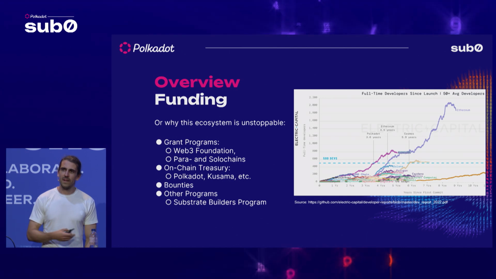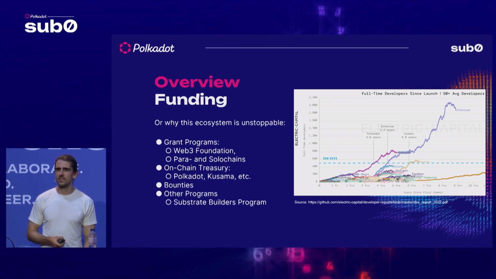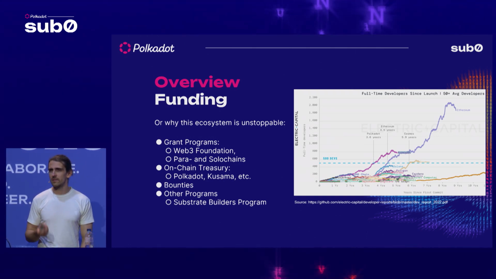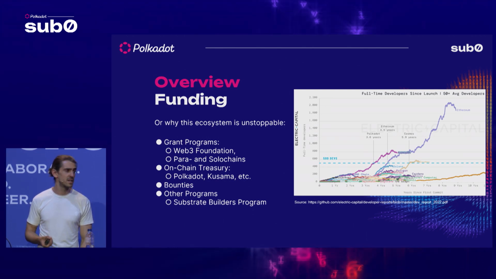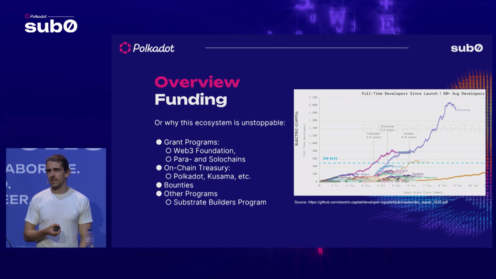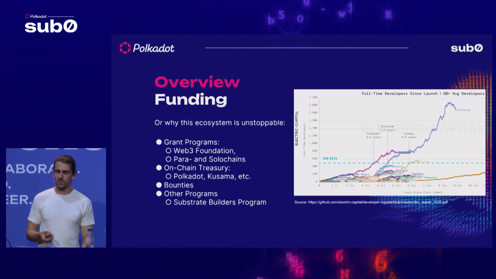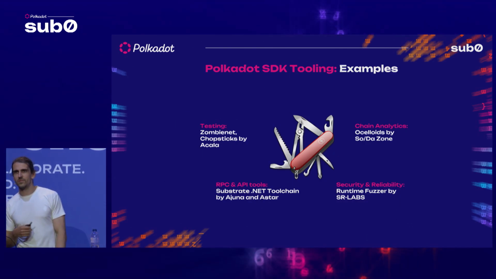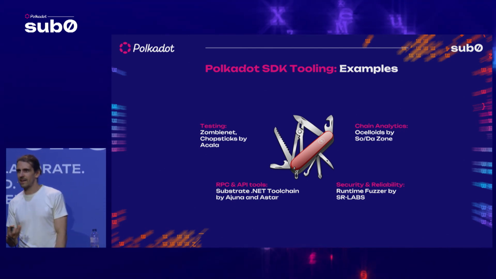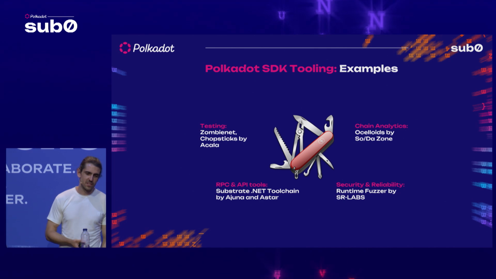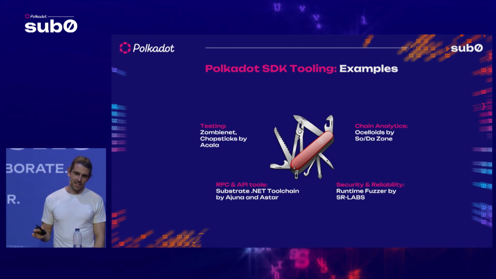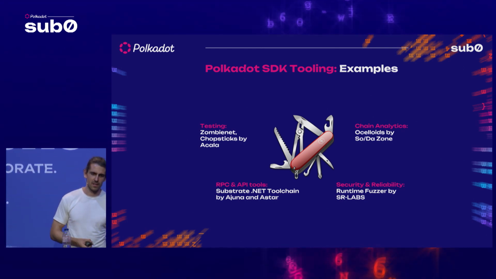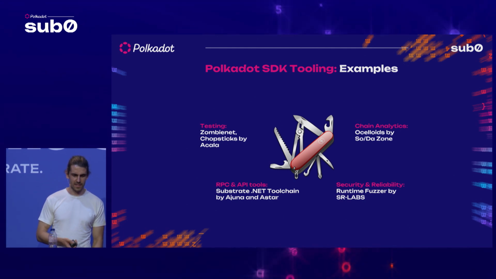Besides the various different grant programs that are also listed as part of our program, there are the on-chain treasuries, there are various bounties that have been mentioned before here, and there are other programs like the Substrate Builders program. So I don't want to go into the details here again. Now we want to present just a few examples that Bhargav and I both find interesting, but there are tons of others. Feel free to ask questions later about other projects in the ecosystem and other interesting things.